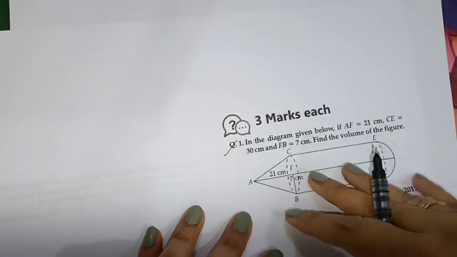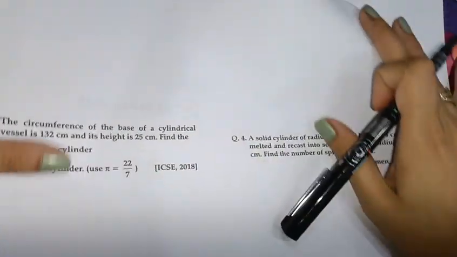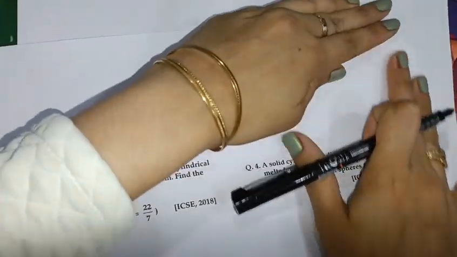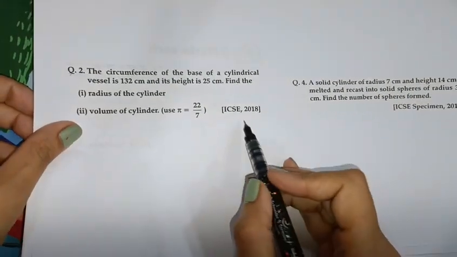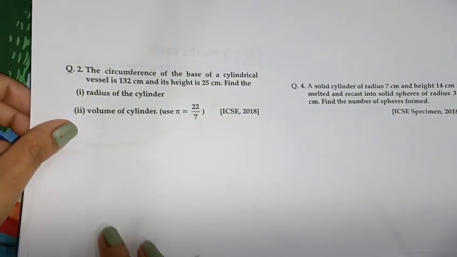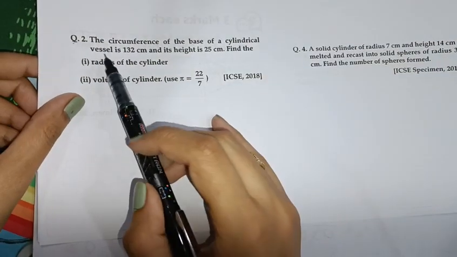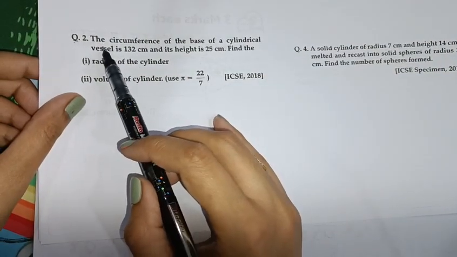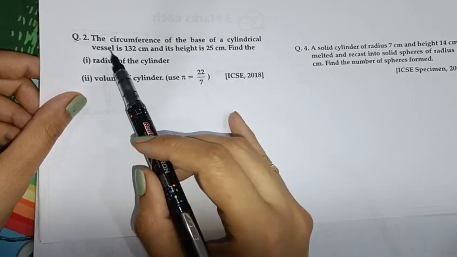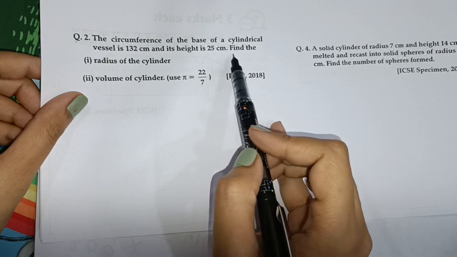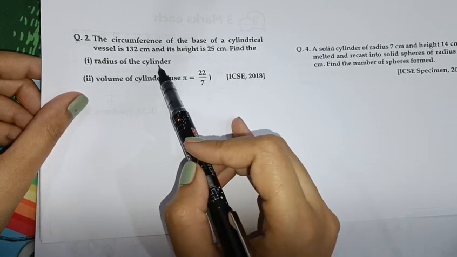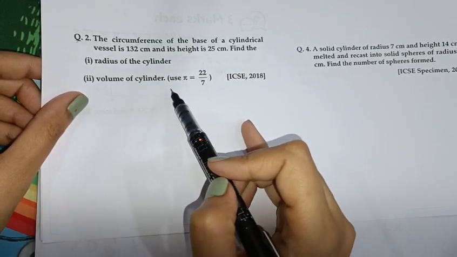So this question we have done, question number 1. You can see I have already questions ready with me. And now question 2 I am doing. You can see the questions are from previous year papers only. Question number 2: the circumference of a base of cylindrical vessel is 132 centimeter and its height is 25 centimeter. Find the radius of cylinder and volume of cylinder.